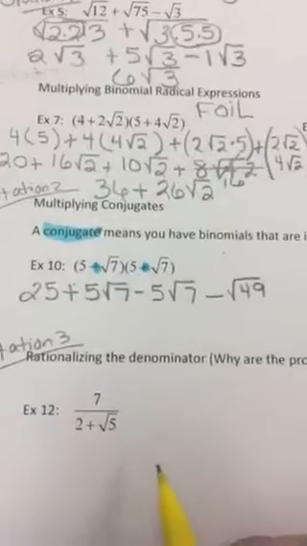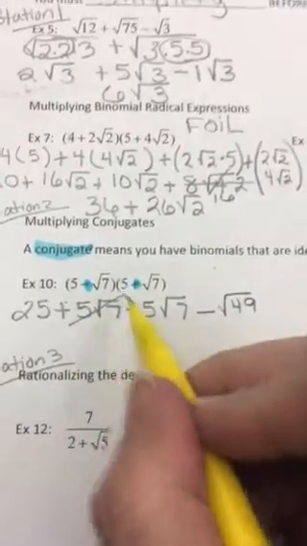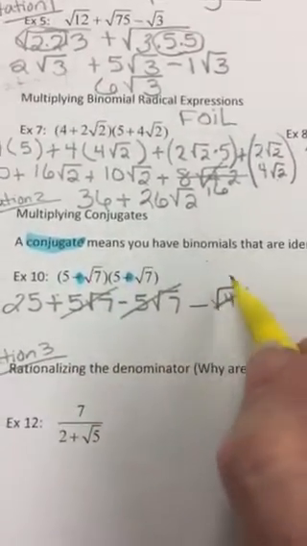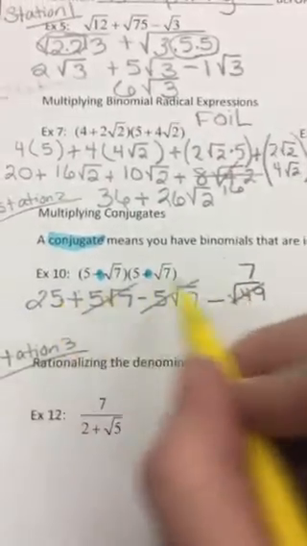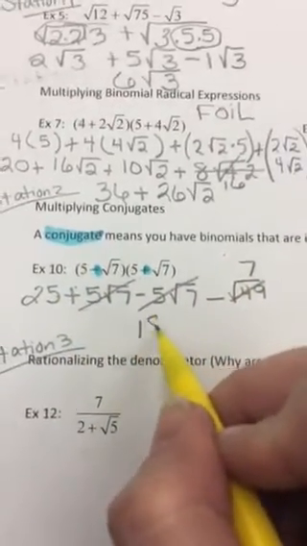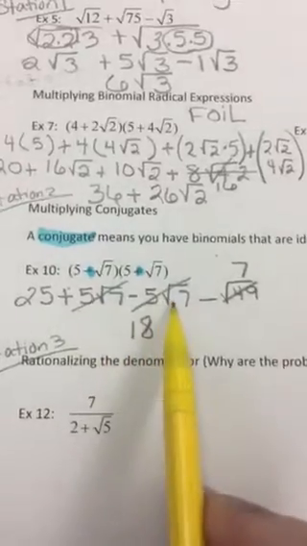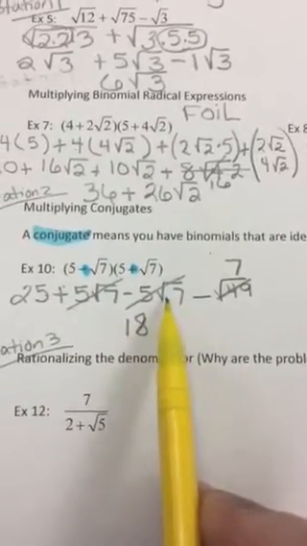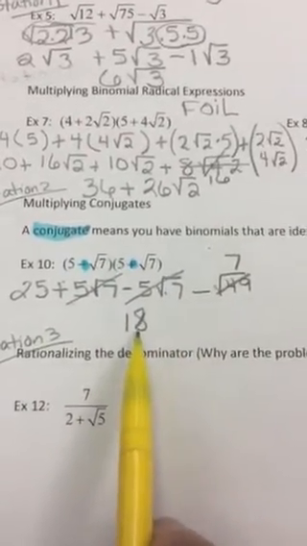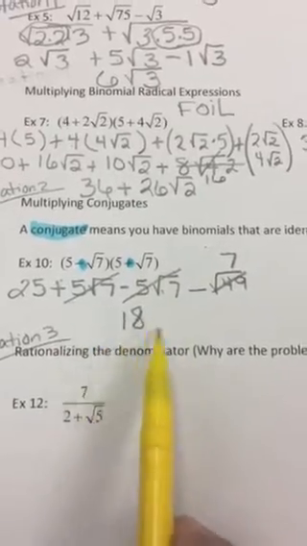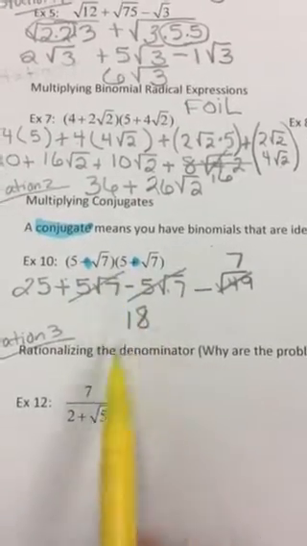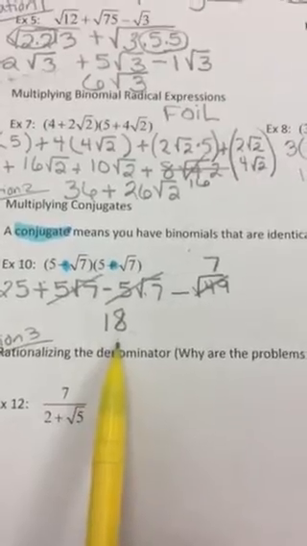Now, a couple of interesting facts about conjugates. Notice those cancel out, and that's going to simplify to a 7. So 25 minus 7, I'm going to get an 18. The radicals should always cancel out with a conjugate, and I should have a number without a radical. So at this point, if you have a radical, you've messed something up. Go back, probably messed up your signs.